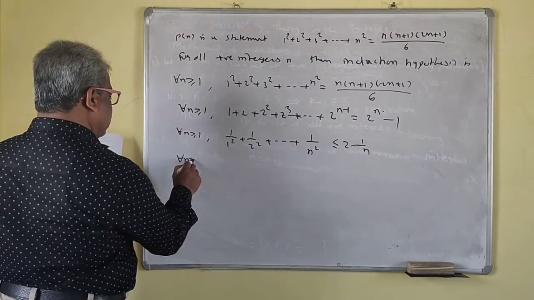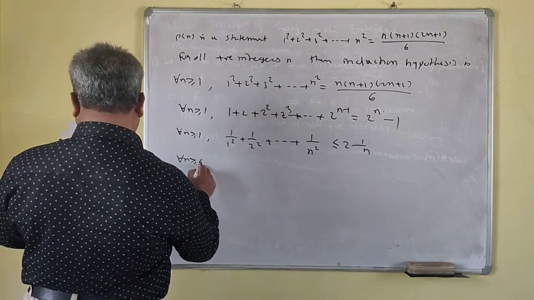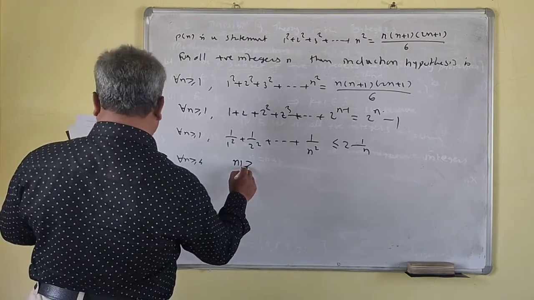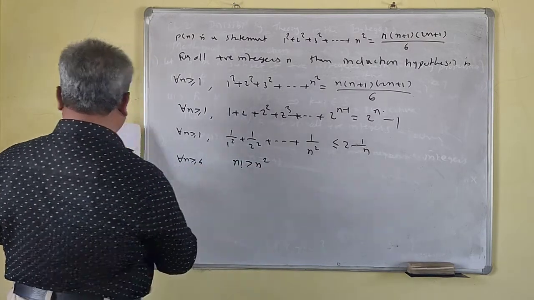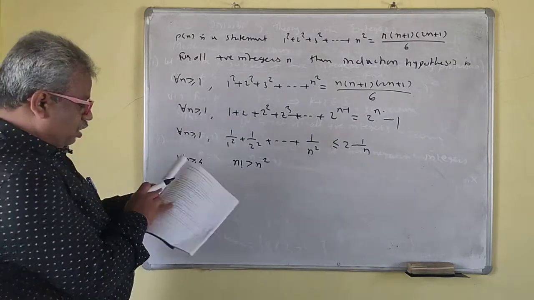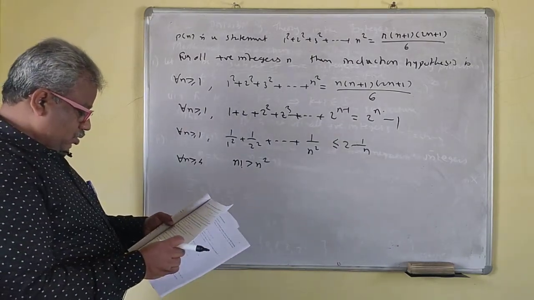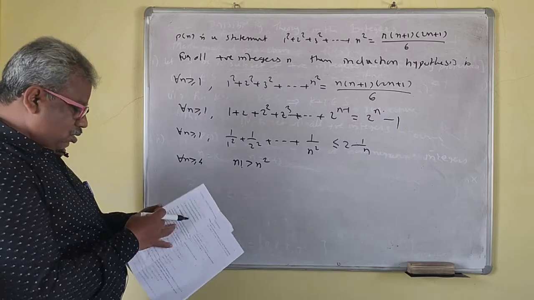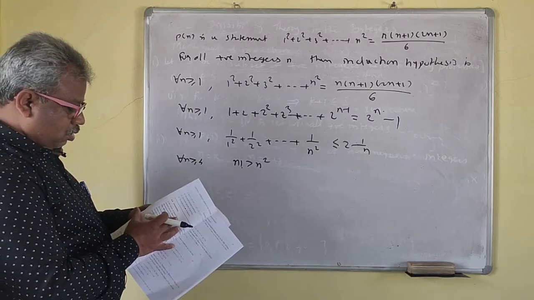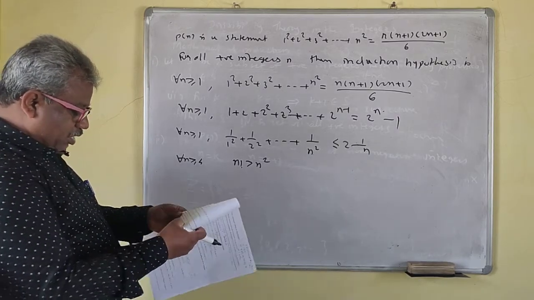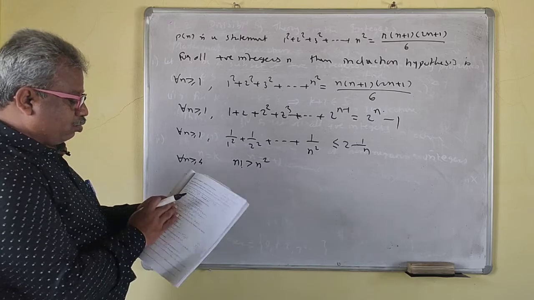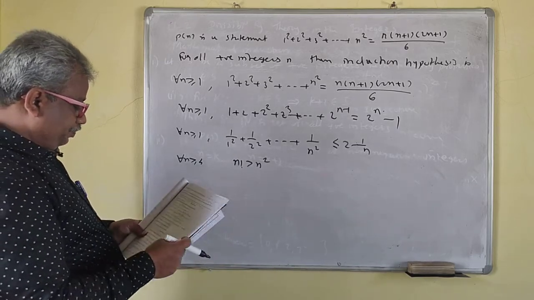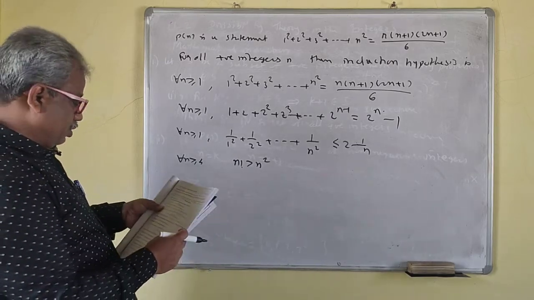For all n greater than or equal to 4, n factorial is greater than n square. n factorial is greater than n square. We are writing only the important points here for your objective exam like this.